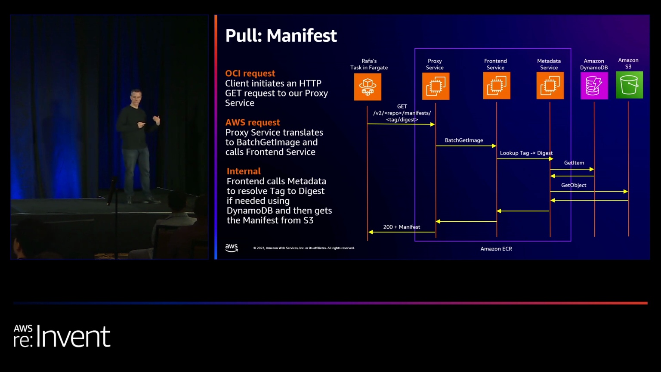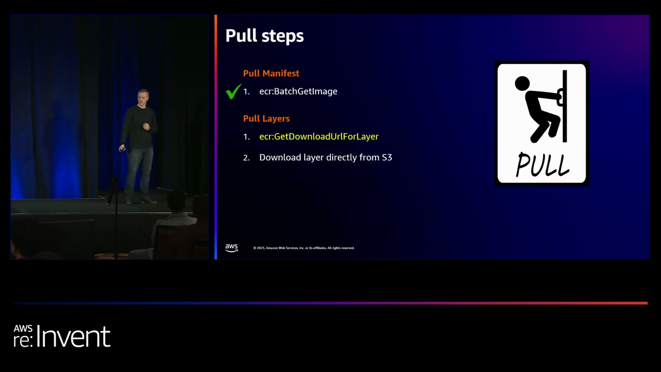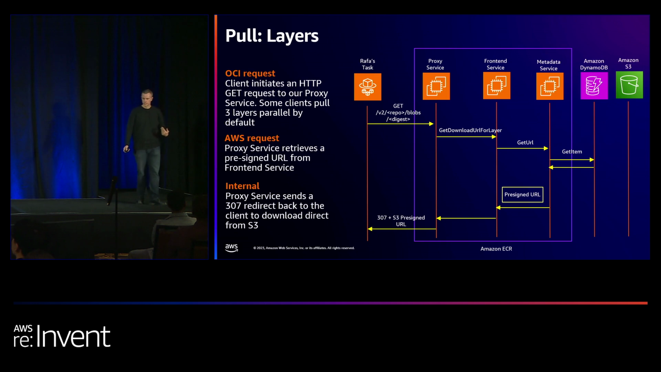So then Docker, or in Rafa's case, he was using containerd, either one can use the manifest to read it and know all the layers it now needs to then ask ECR for in the next step. So like I mentioned, the next step is what we call get download URL for layer. OCI calls it get blob by digest. Because Docker has the manifest, the digests are in there. So it reads that JSON object, pulls out the digest, makes a request back to us at this endpoint.